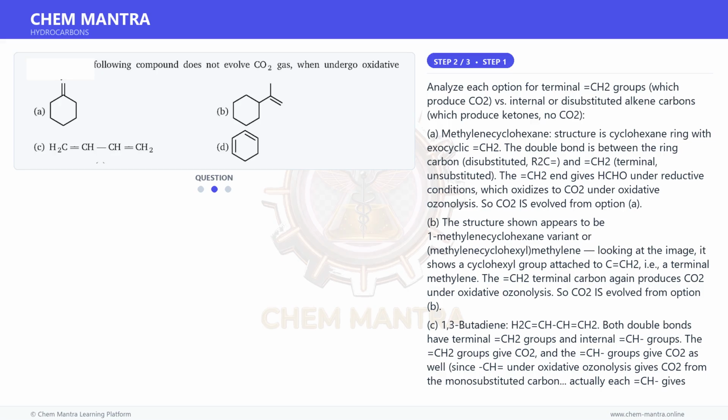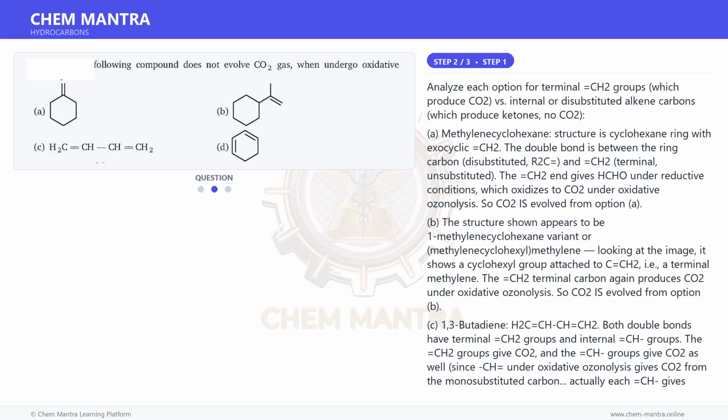Analyze each option for terminal =CH2 groups, which produce CO2, versus internal or disubstituted alkene carbons, which produce ketones, no CO2. A. Methylenecyclohexane. Structure is a cyclohexane ring with an exocyclic =CH2. The double bond is between the ring carbon, disubstituted, R2C=, and =CH2, terminal, unsubstituted. The =CH2 gives HCHO under reductive conditions, which oxidizes to CO2 under oxidative ozonolysis. So CO2 is evolved from option A.